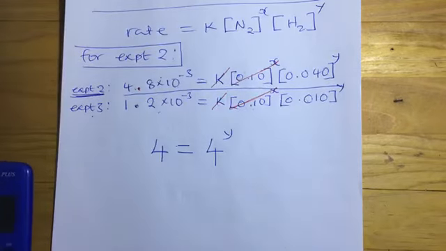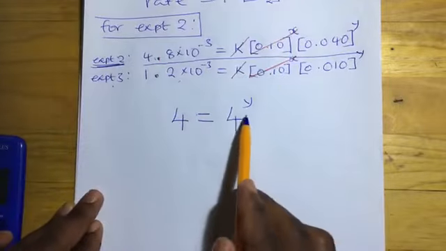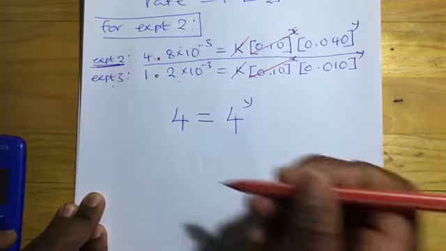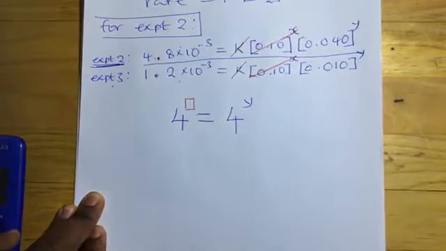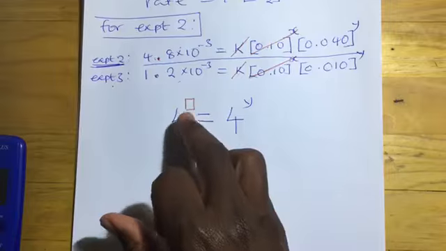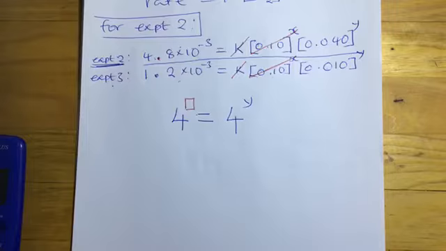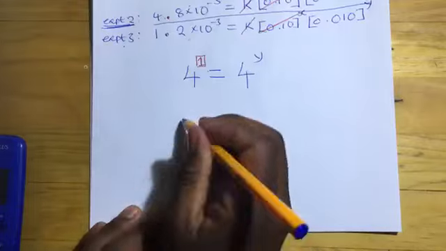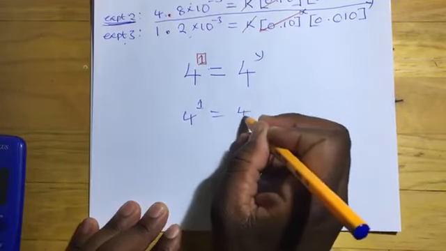Yes, excellent. Now, 4 is equal to 4 to the power y. This 4 doesn't have a power, so this 4 is as good as being raised to the power what? If 4 does not have a power, then it is as good as 4 to the power what? Okay, it's as good as 4 to the power 1. So basically, this is 4 to the power 1 is equal to 4 to the power y.